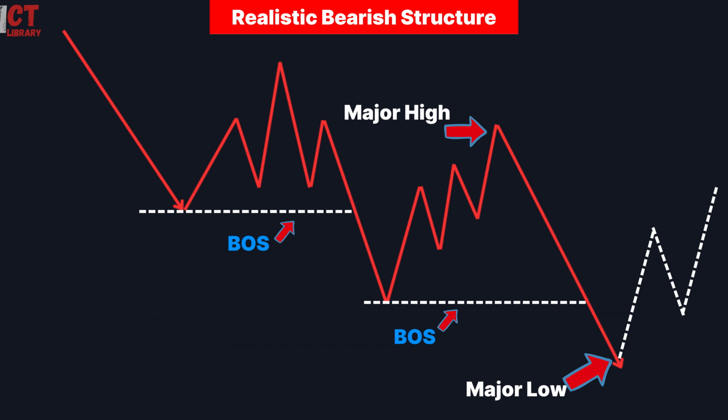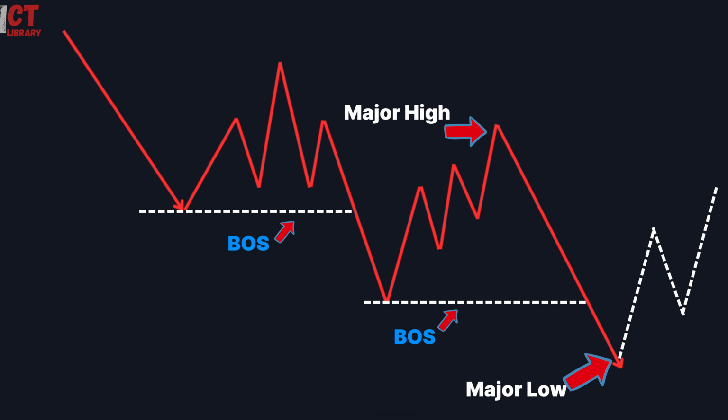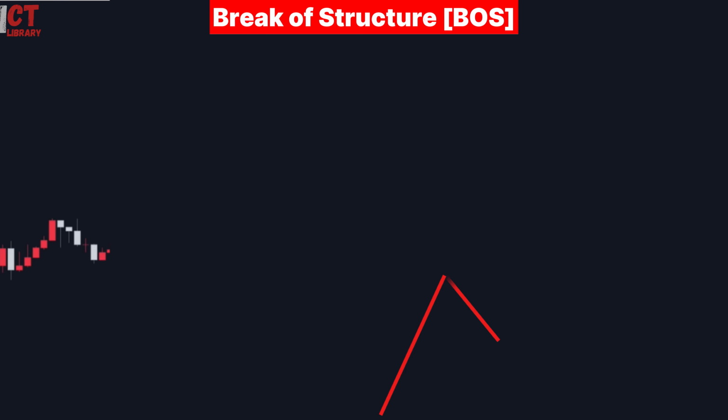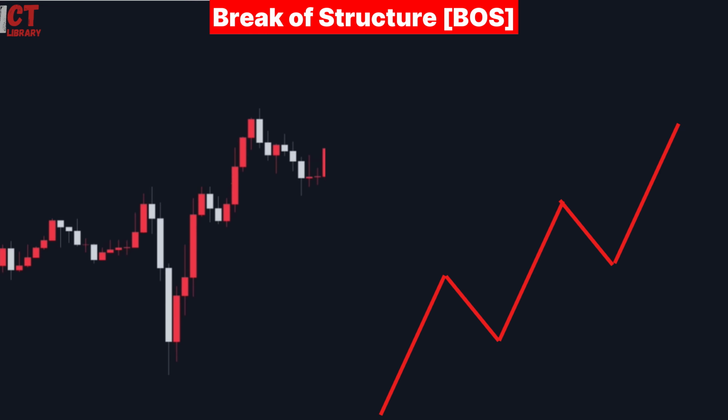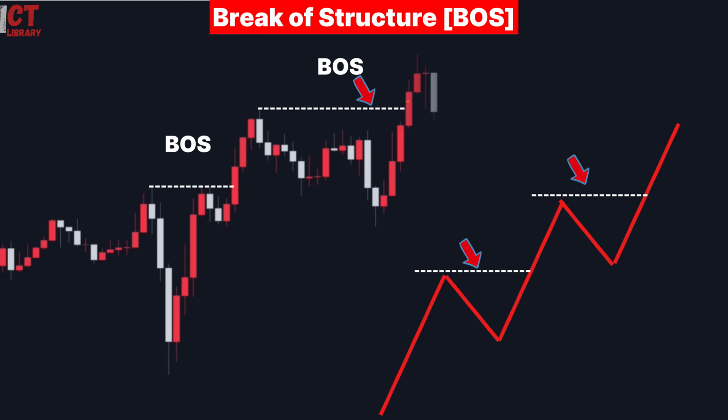Then, after producing several internal structures, price continues its bearish momentum, establishing consistent lower lows and lower highs. Now let's focus on one of the most critical elements of market structure, the break of structure, or BOS. You have likely seen BOS mentioned across many trading tutorials and strategy guides.